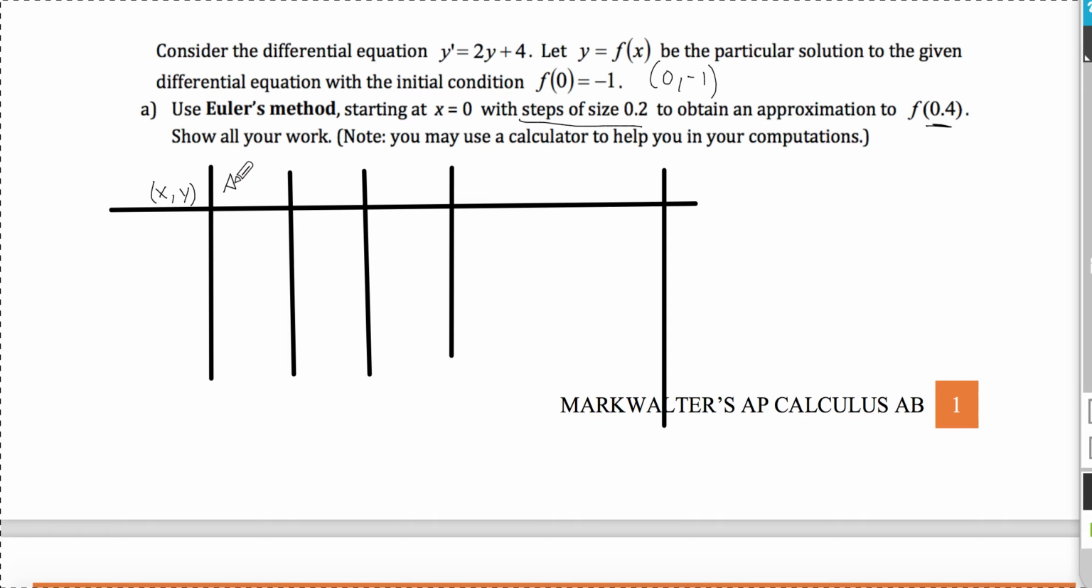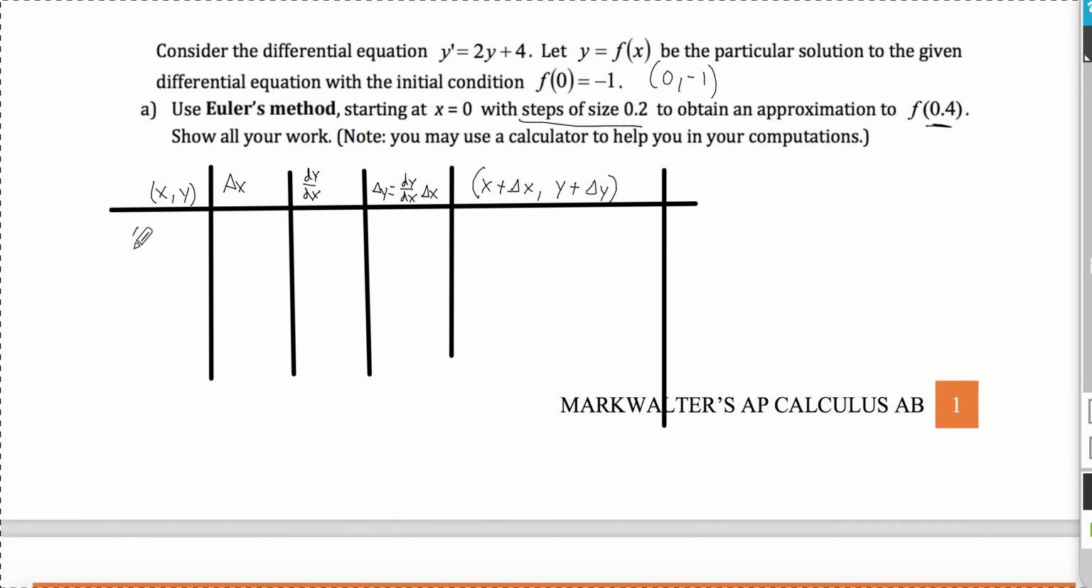We need to know what delta x is. We need to know what our dy dx is, our slope at that point. Then to find how much our y value estimation will change, we need to take that dy dx, multiply it by delta x. So essentially we multiply these two columns together to get the third column, and then we find our new x value by taking our old x value, adding delta x, taking our old y value, and adding our delta y.